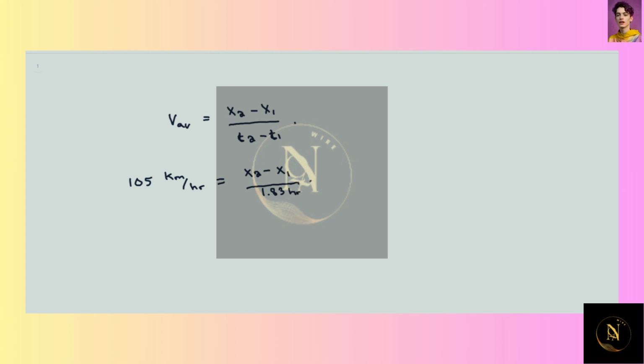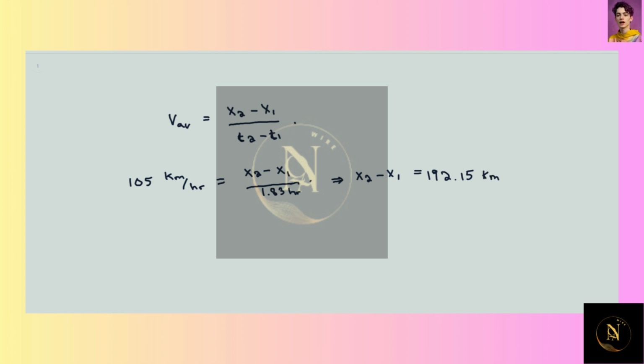Now we're just going to solve this for x2 minus x1, which will be the total distance of the trip. And so to do that, we just multiply both sides by 1.83 hours. The hours units here will cancel with the hour units there, and we'll get that x2 minus x1 is equal to 192.15 kilometers.